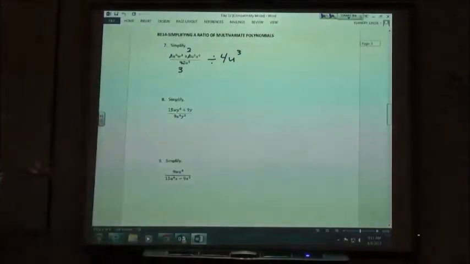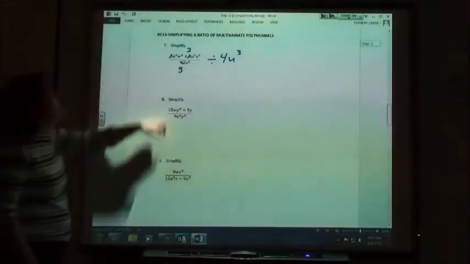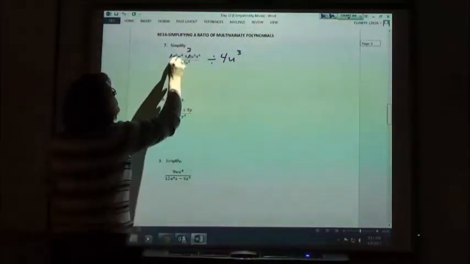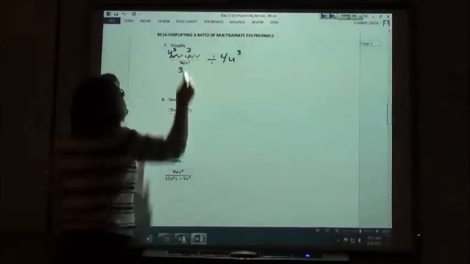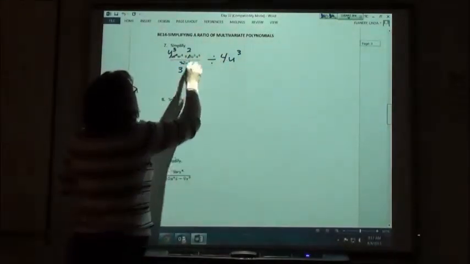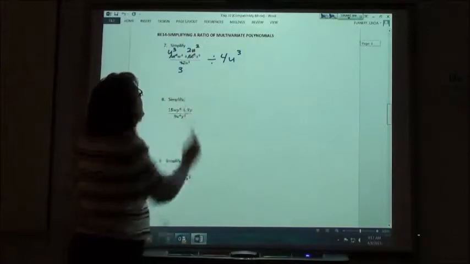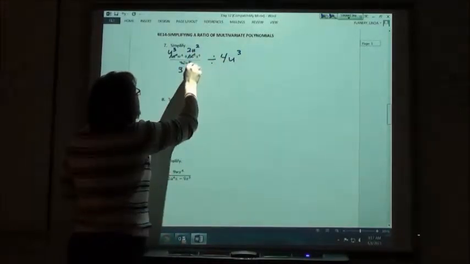When you divide that out, you subtract your exponents. So here, 6 minus 3 would give me u to the 3rd. Here, 5 minus 3 would give me u to the 2nd. And here, 3 minus 3 cancels out.